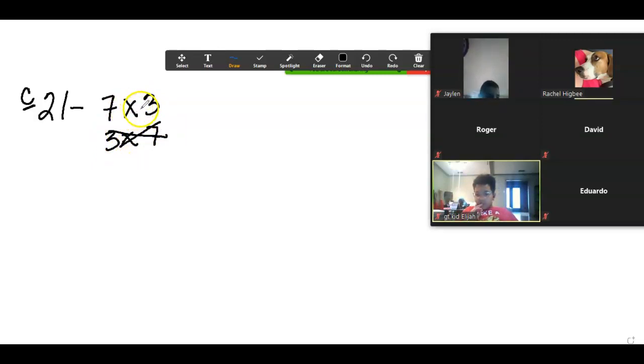Okay, and if you think of the arrays, if I took those arrays in the videos and I moved them around, a 7 times 3 would look the same as a 3 times 7. Okay, so that's not a different factor pair.